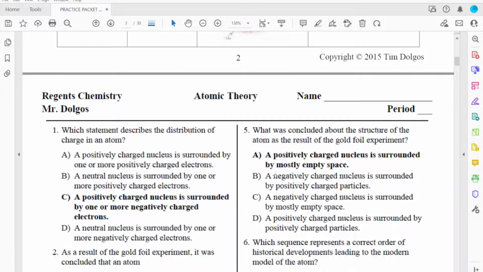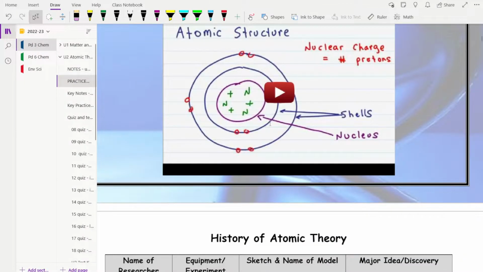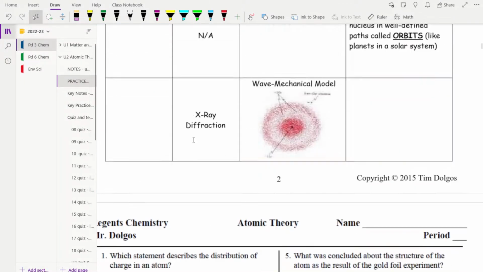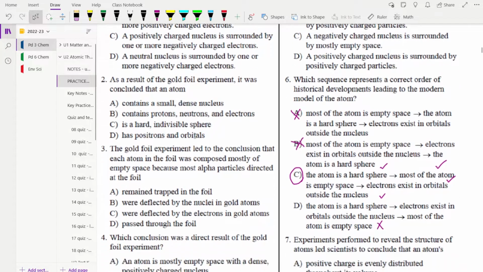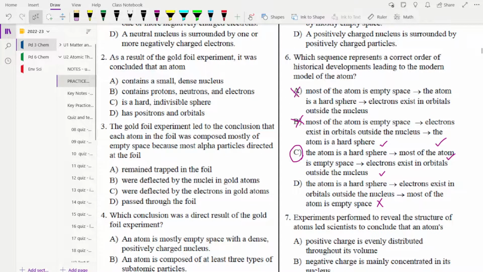All right, hopefully you got all of those models right. And then we'll look at all the questions in our practice packet. Let's take a look at these. I do like this one, so let me just erase this.